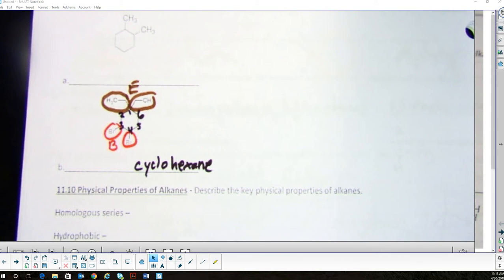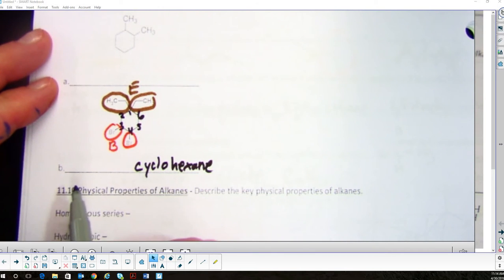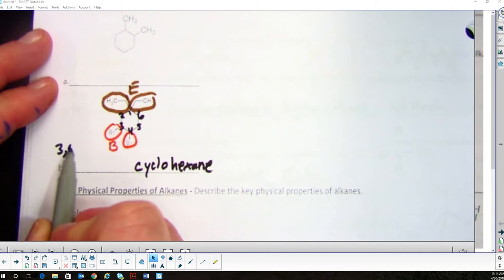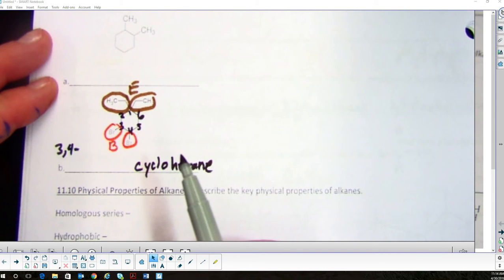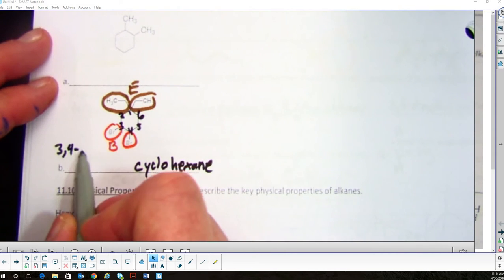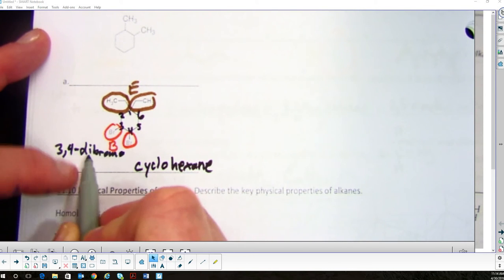So who can help Cameron now? Can you help her? No? Bella? 3, 4 is right. Dibromo. You remember it's sort of redundant. We need to say where they're at and how many we have.